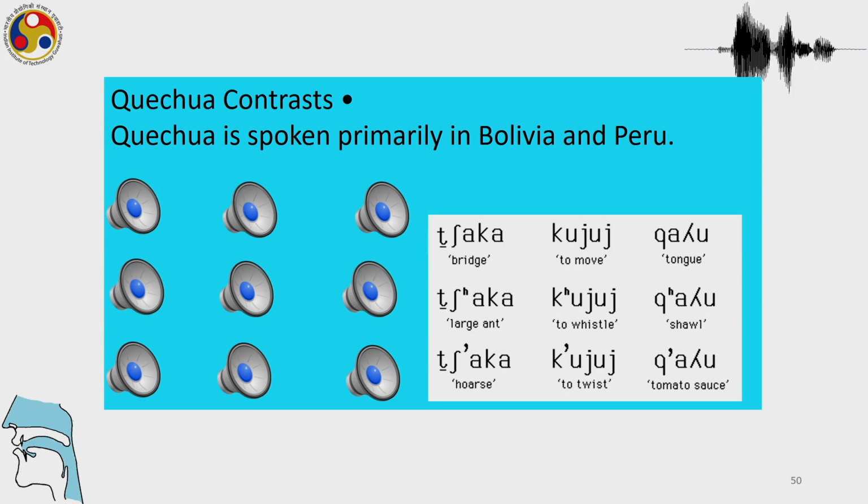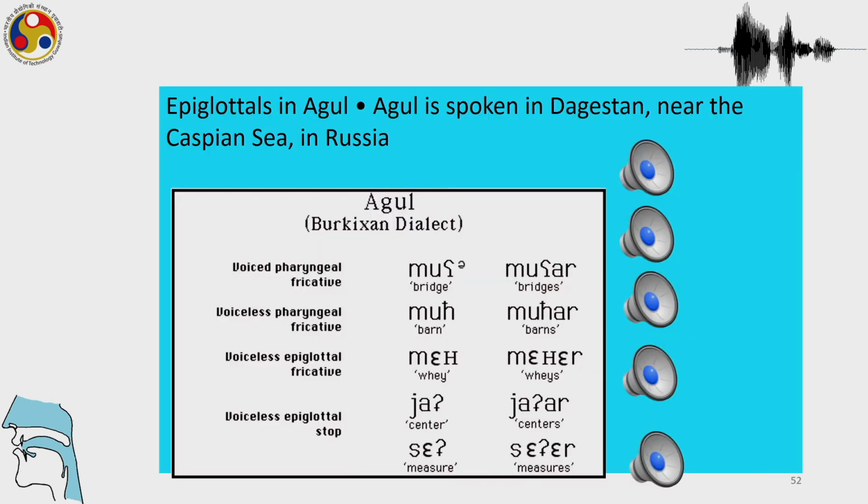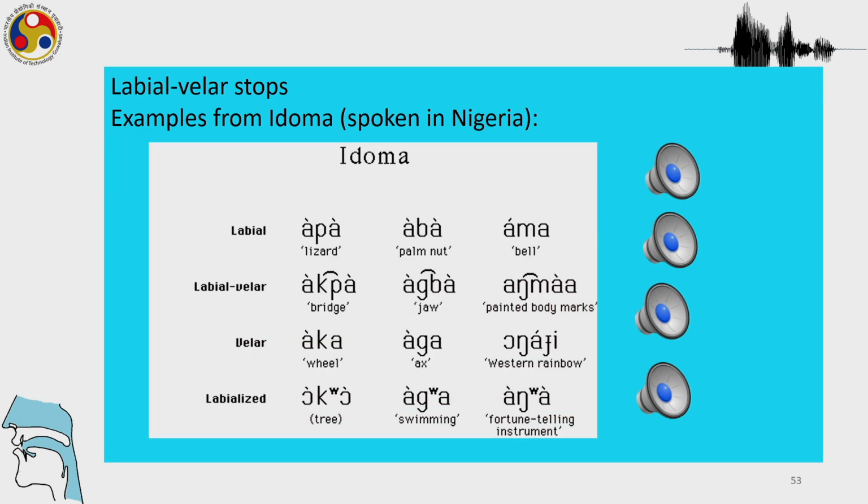We will come to the symbol which is used here, that is the apostrophe that is used to show these sounds. Epiglottis. So the epiglottis moves to the back wall of the pharynx. That's how epiglottal sounds are produced. They are very rarely seen in fricatives, and the phonemic contrast between pharyngeal and epiglottal place is known to be extremely rare. And let us listen to a few epiglottals in Idoma, a language spoken in Nigeria.